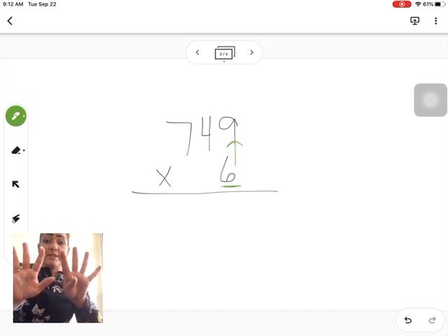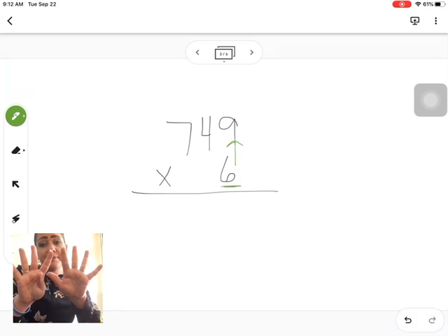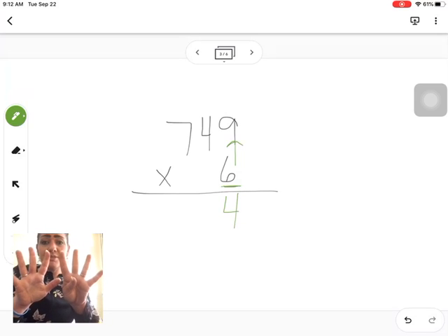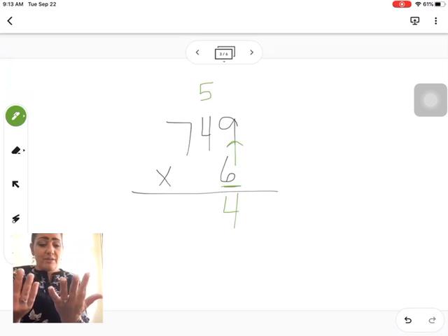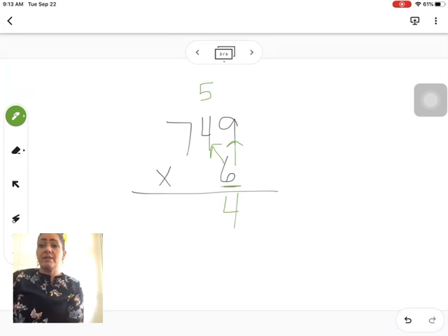Okay, so I don't know if you can see it here. So if I hold it up to you, I'm going to put this finger down. No, put this finger down. Can you guys see it? If you look at it, you're going to put this finger down. And that equals 54, so I put the 4 in the ones and I carry the 5.